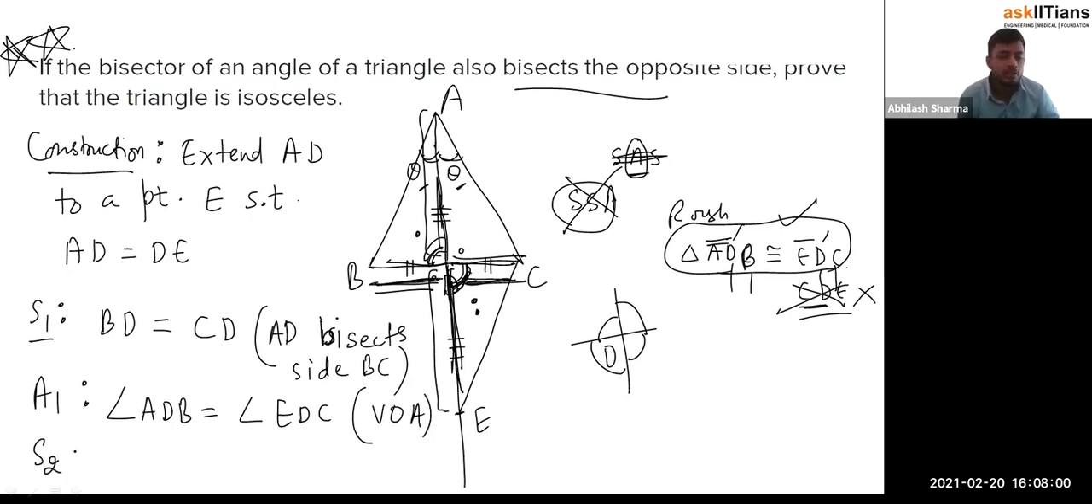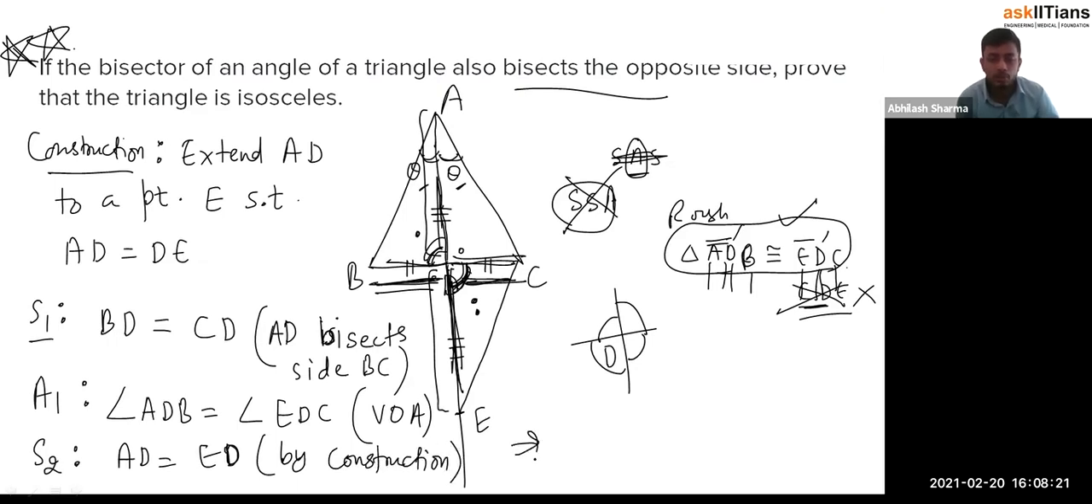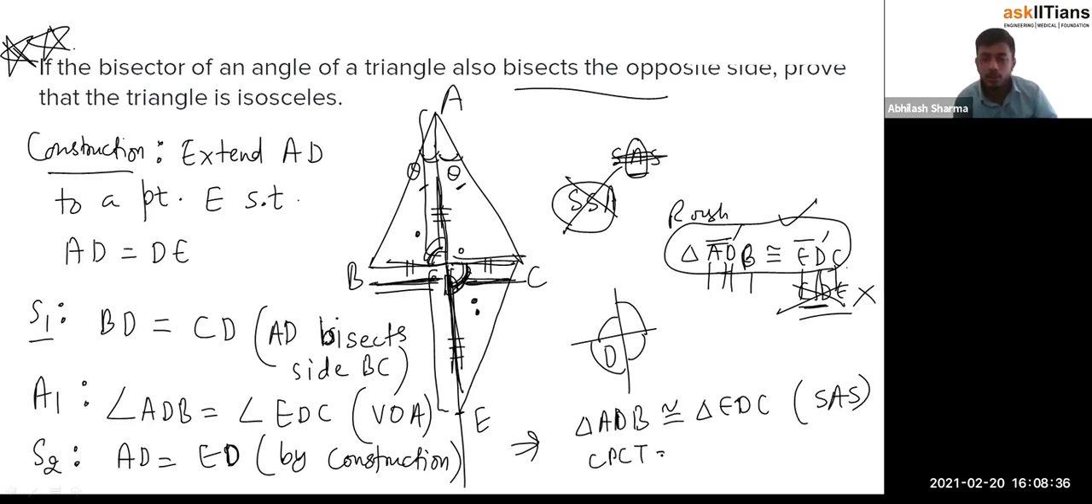And finally, side, the final side will be AD. From here AD if I am taking, then what will come from here? First letter, second letter. So ED, is it true? Yes. And what reason will we provide? By construction. We have constructed only like this. So this implies triangle ADB is congruent to triangle EDC by what criterion? SAS.